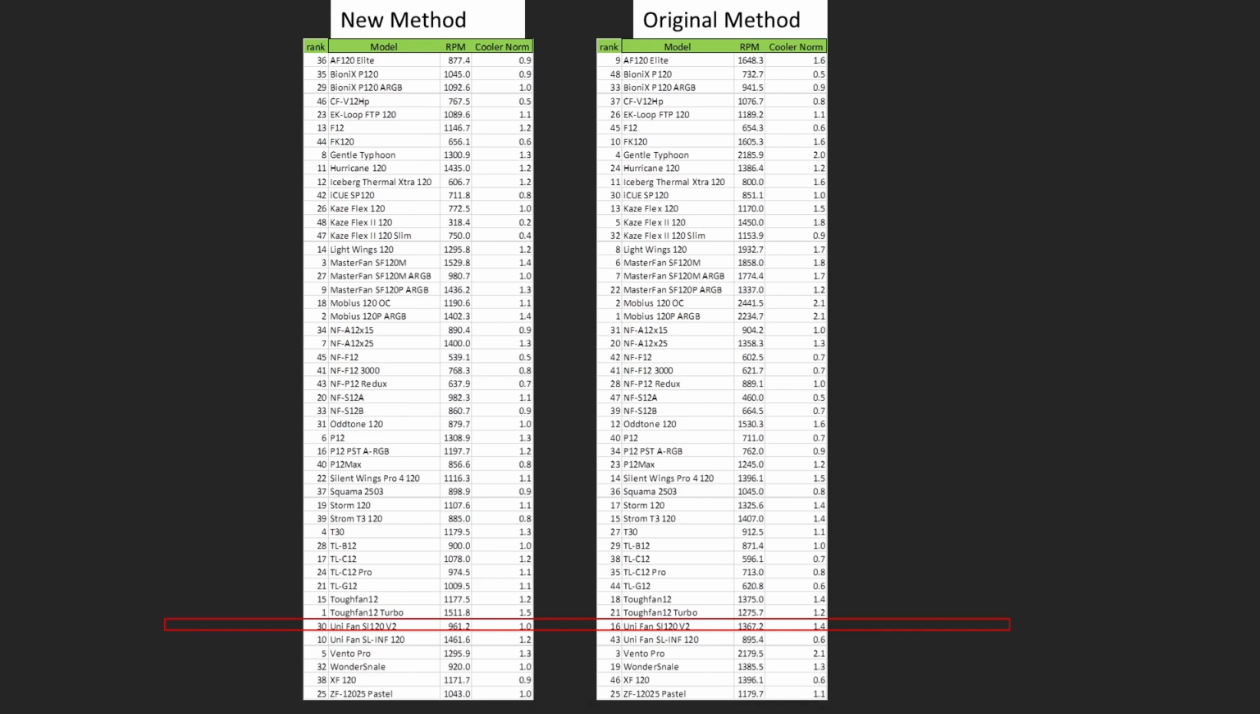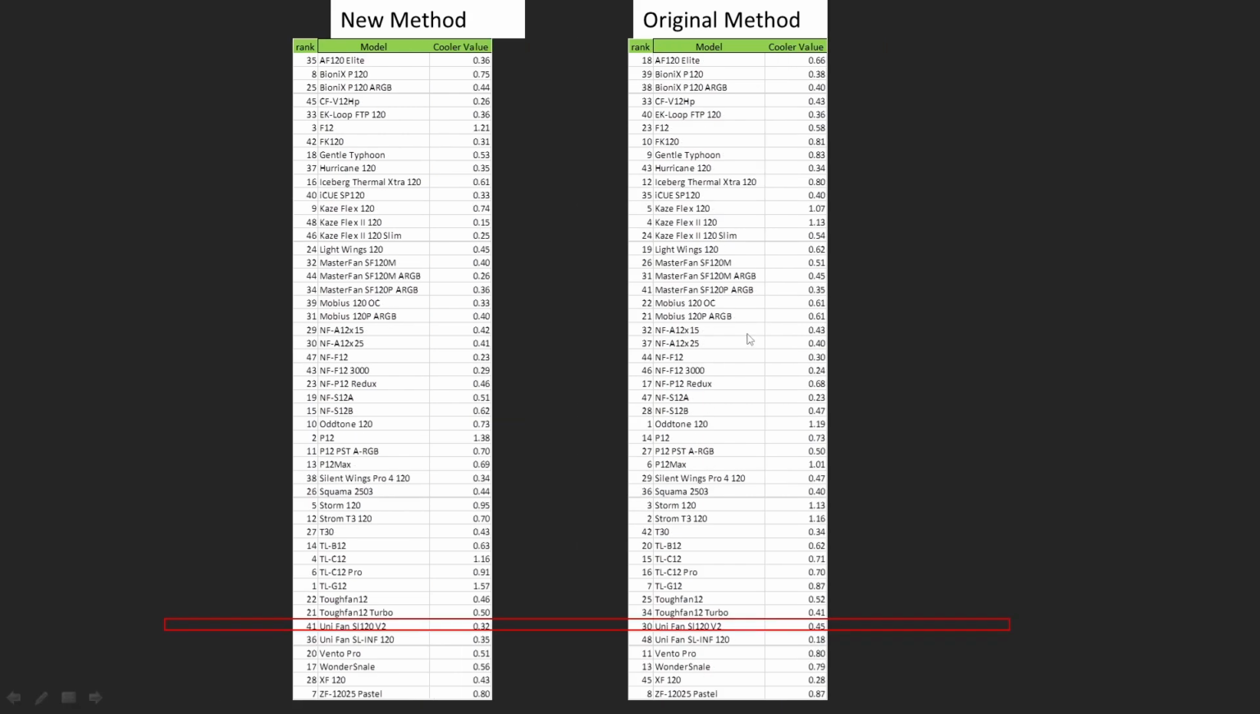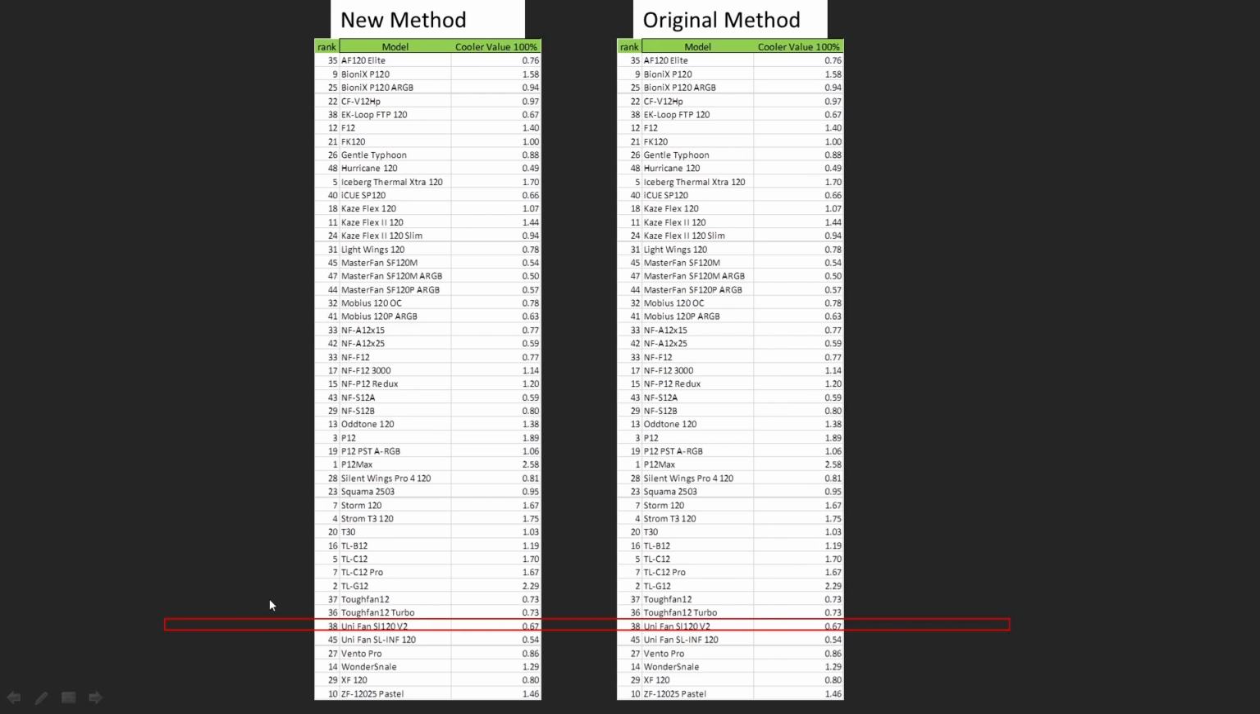Alright, first up is CPU cooler testing, noise normalized. We have the UniFan SL120 version 2. It was ranked 16th, it is now ranked 30th, so an overall huge drop in position. At 100% PWM fan signaling through the CPU air cooler, the SL120 was ranked 16th. It retains that position. The cooler value proposition, the SL120, was ranked 30th. It is now ranked 41st.